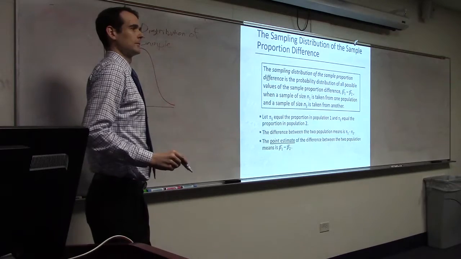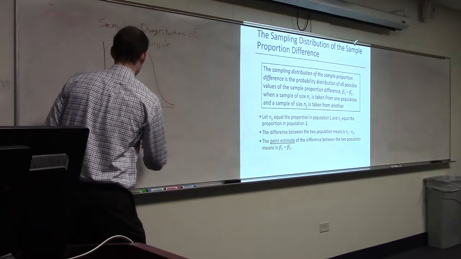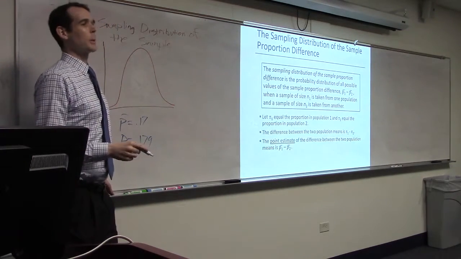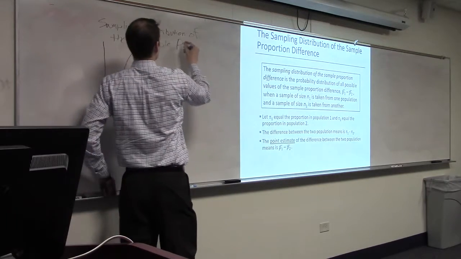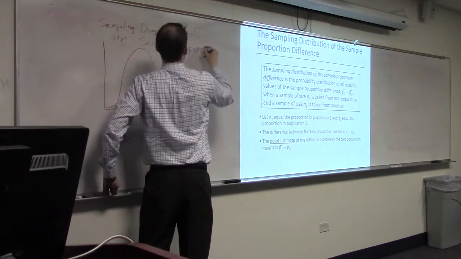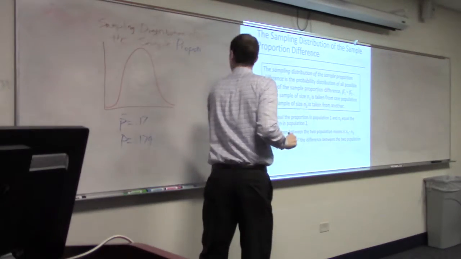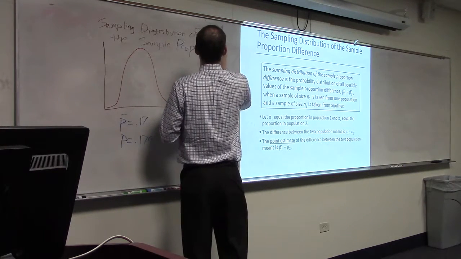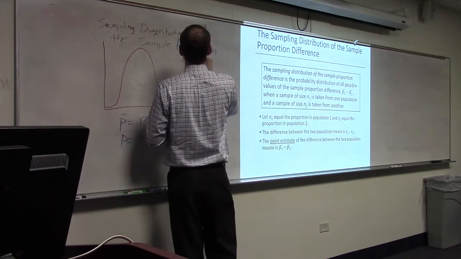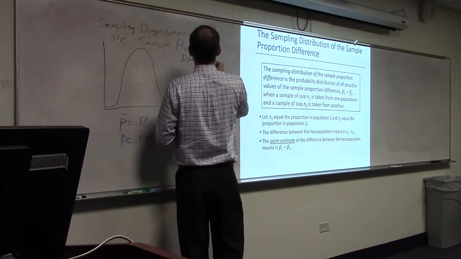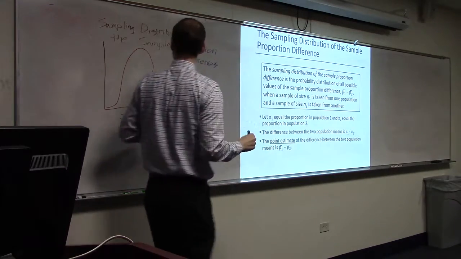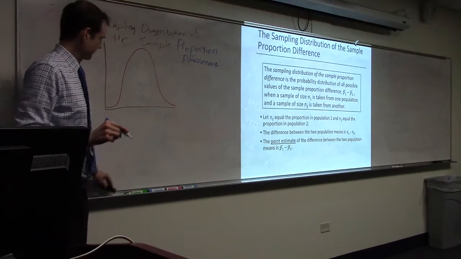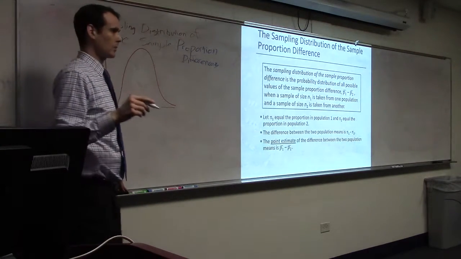Then we do it again. Second sample proportion difference comes out to be 0.179. And we keep doing it again 10,000 times. We put all those proportion differences on a frequency distribution. What do you think that frequency distribution is going to look like? Yeah, it's going to be a normal bell curve.